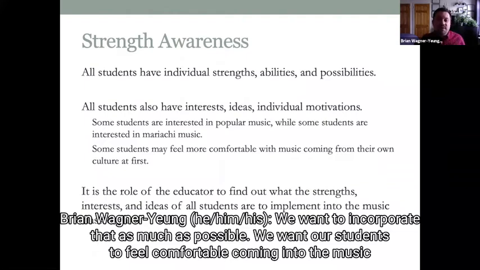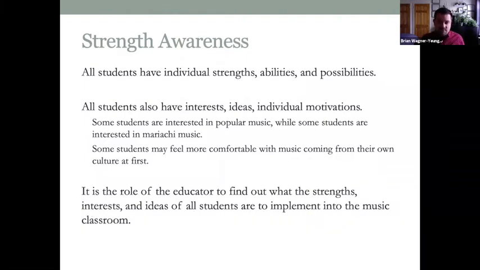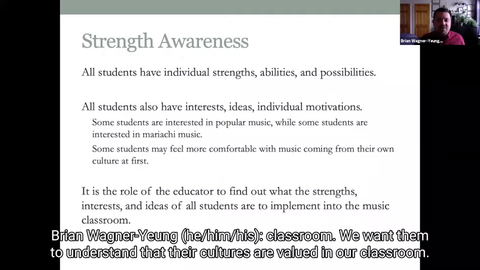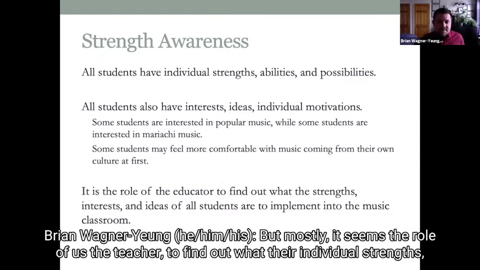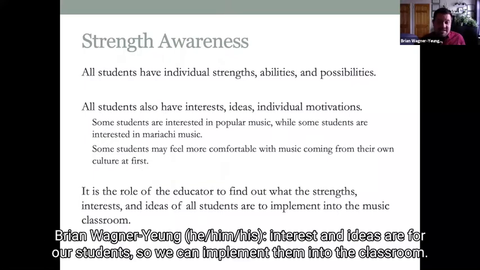We want our students to feel comfortable coming into the music classroom. We want them to understand that their cultures are valued in our classroom. When our students understand that, they're going to be more comfortable taking risks going forward, and that's going to allow them to step outside of their comfort zone. But mostly it's the role of us, the teacher, to find out what their individual strengths, interests, and ideas are so we can implement them into the classroom.